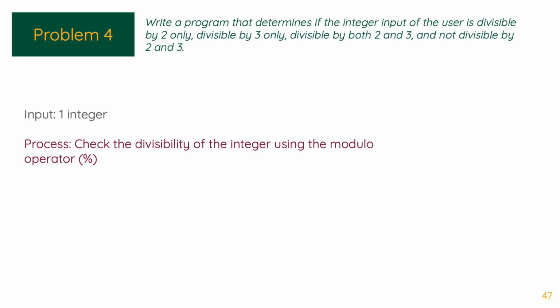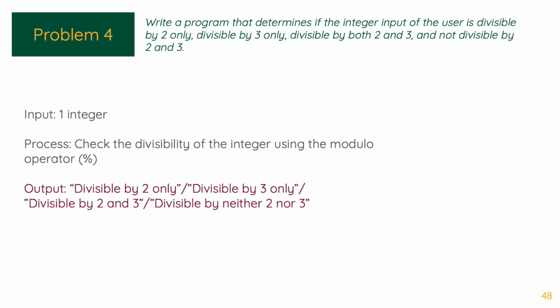For this problem, the input is divisible by 2 if the result of input modulo 2 is 0, and divisible by 3 if input modulo 3 is 0. There is more than one possible solution to this problem. What we will discuss is just one possible solution. The output would be a string stating that the input is divisible by 2 only, divisible by 3 only, divisible by both 2 and 3, or divisible by neither 2 nor 3.